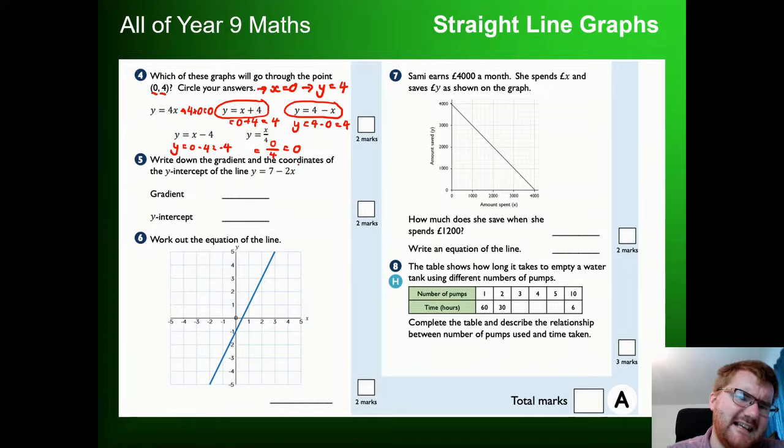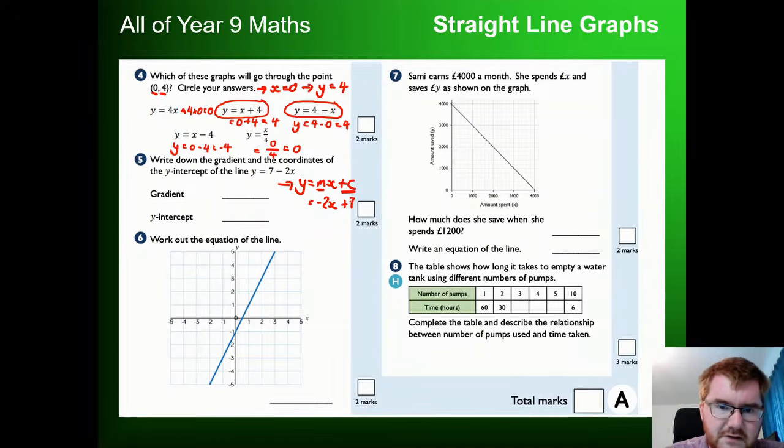Now you probably haven't seen it written like this, so I'm going to do a little bit of a change. Generally when we write it in the form of y equals mx plus c, so this is the general form that we use, this stands for our gradient and this stands for the y-intercept. So what I'm going to do is flip this around, which I'm allowed to do. So I'm going to bring the minus 2x to the front and the plus 7, because notice just 7 on its own, so it's a plus 7, like so.